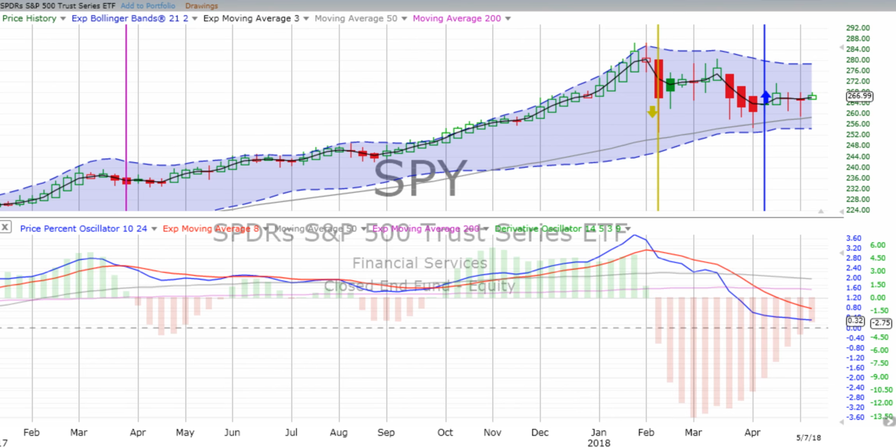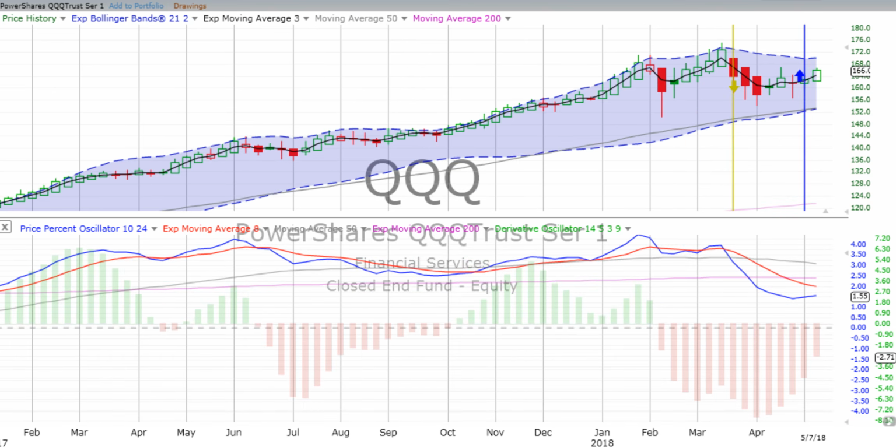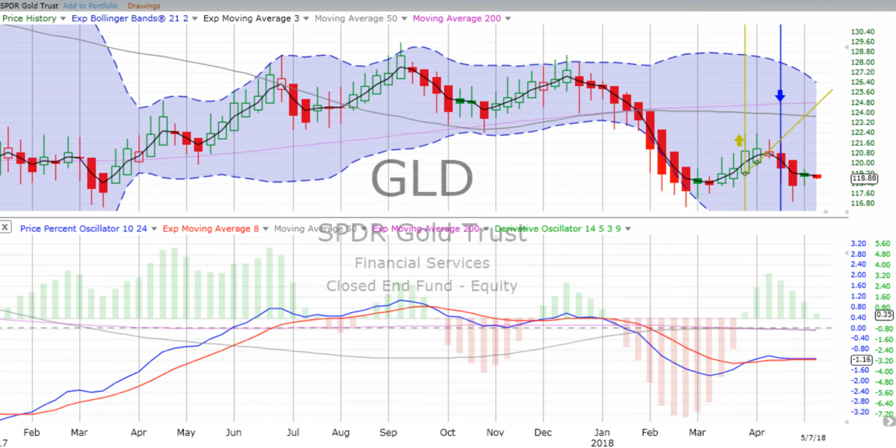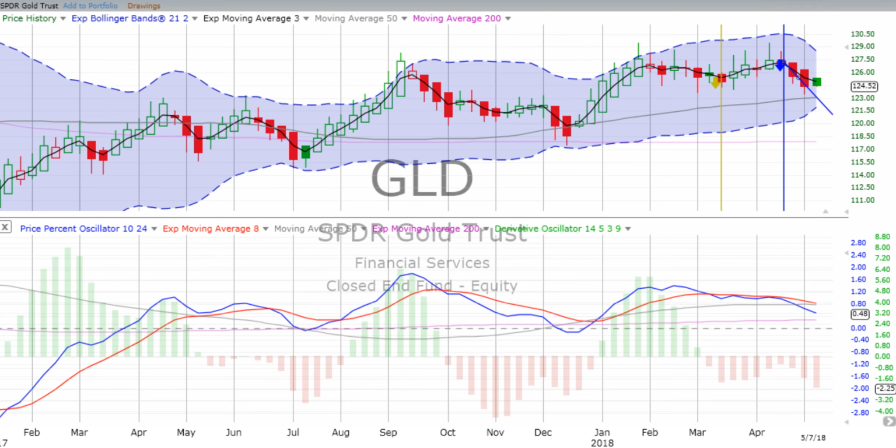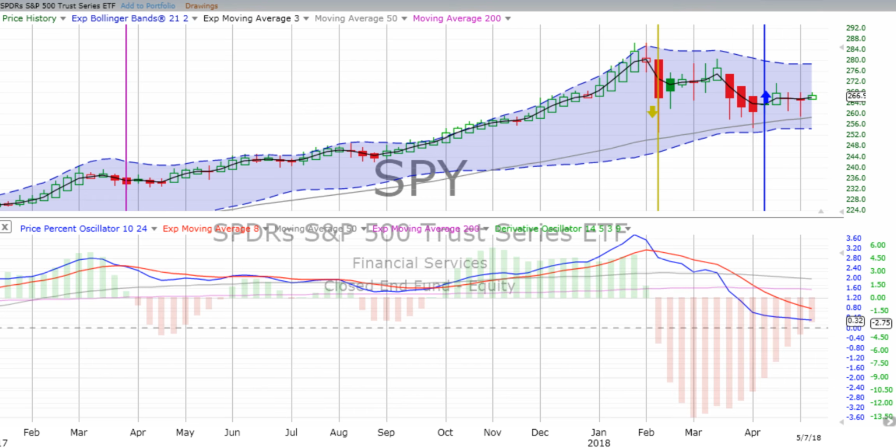We see markets up for the day. That's both the S&P 500 and the NASDAQ 100. We see that 20-year bonds are down. Gold is up just a little bit. Let's jump into the S&P 500.